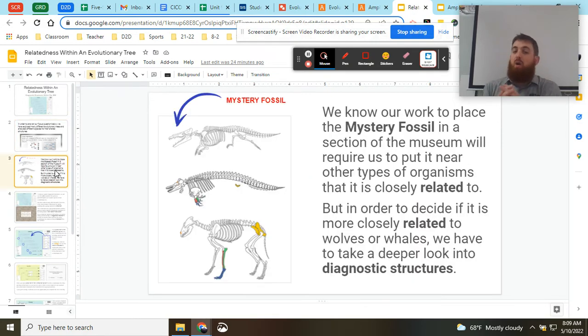Now, we know that our work to place the mystery fossil in a section of the museum requires us to put it near organisms that it's more closely related to. But in order to figure that out, we're going to have to decide if it's more or less related to wolves and whales by taking a deeper look at these diagnostic structures. So, in other words, these specialized shared structures.